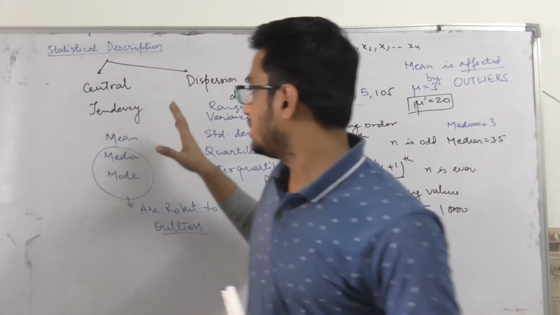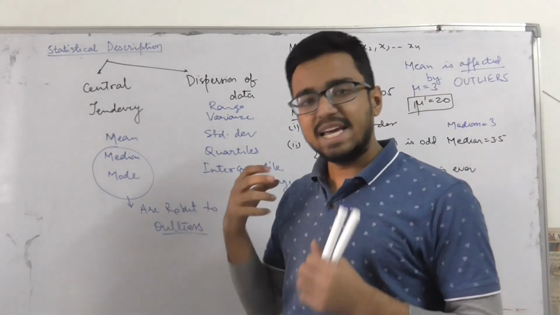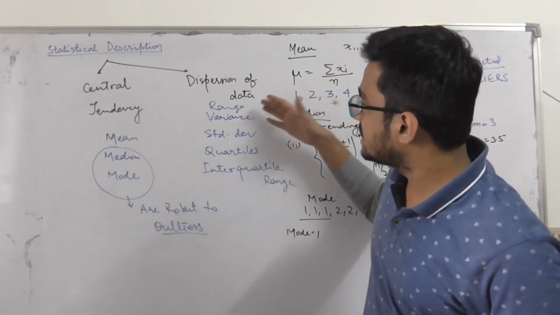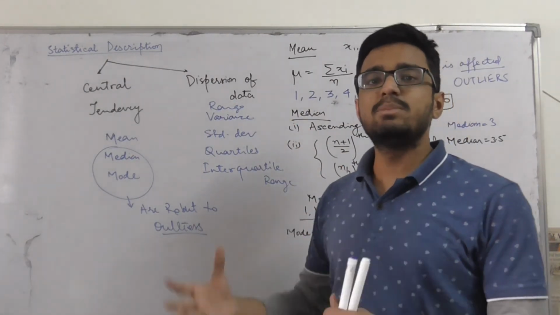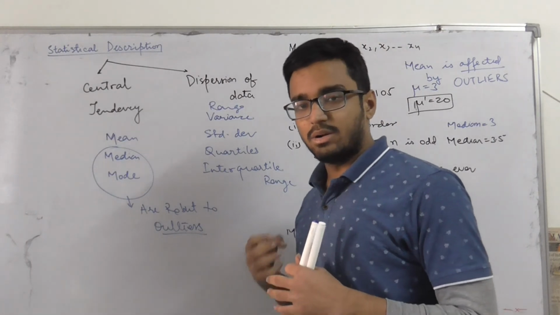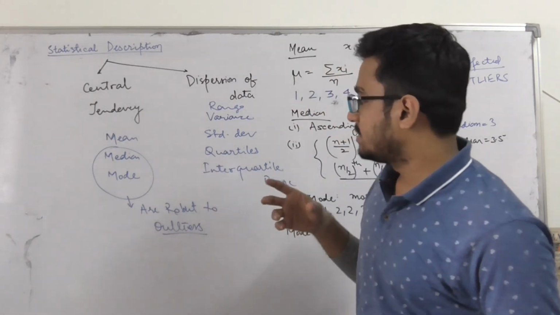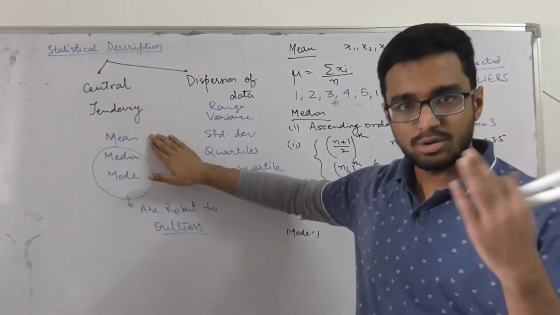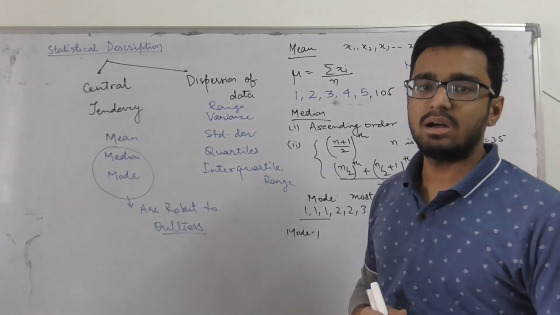So we have seen the central tendency, that is the mean, median and mode, in this video. In the next video we will see range, variance, standard deviation, quartiles and interquartile range, which tell us about the dispersion of the data. And just summing up, the mean is not robust to outliers, while the median and mode are robust to outliers.